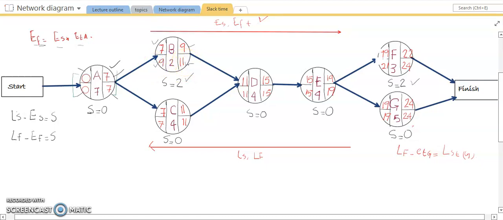It's the maximum time. We cannot delay it because on the 11th day activity D is going to be started as C is also completed. So this was the basic concept about it. I hope it was helpful. Thank you.